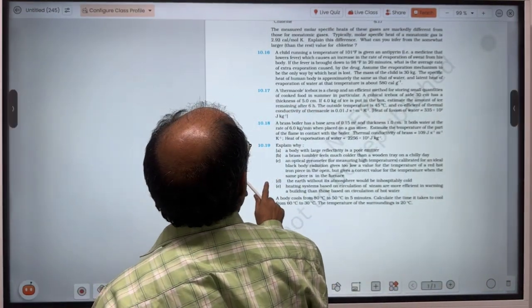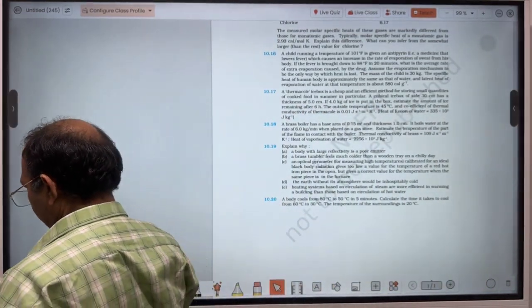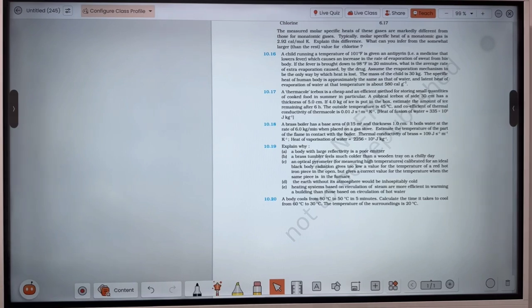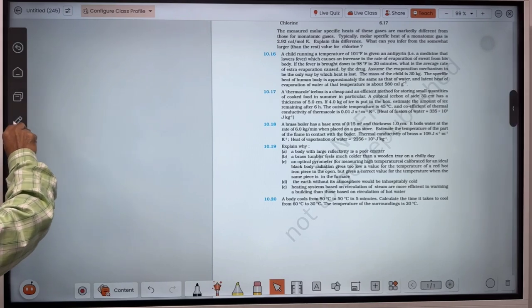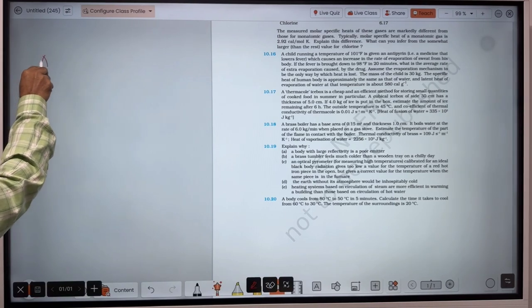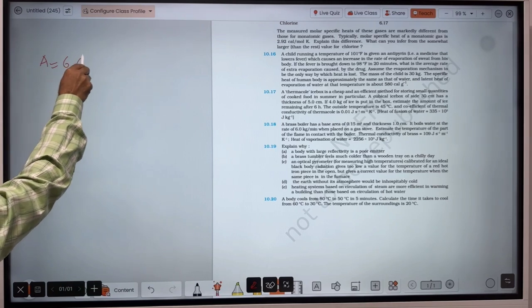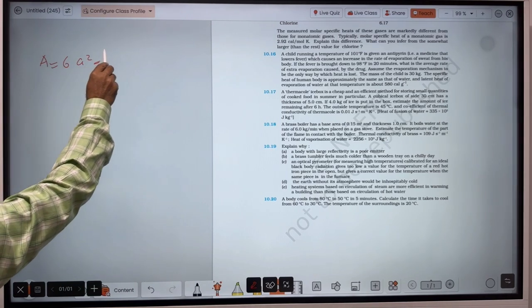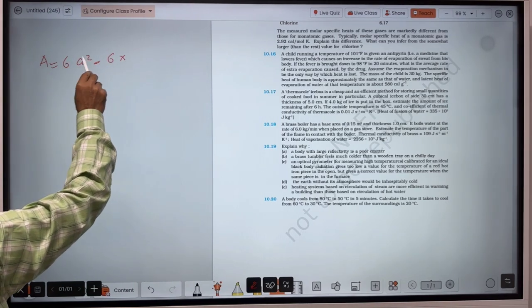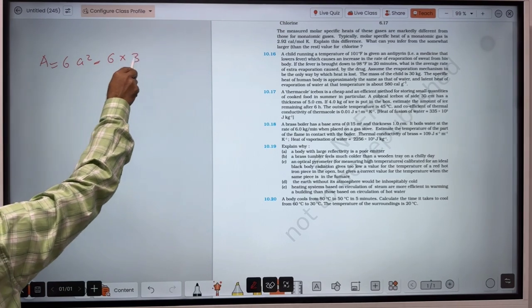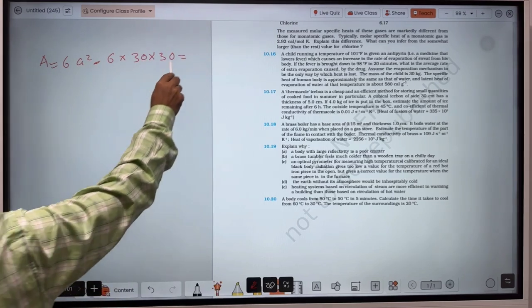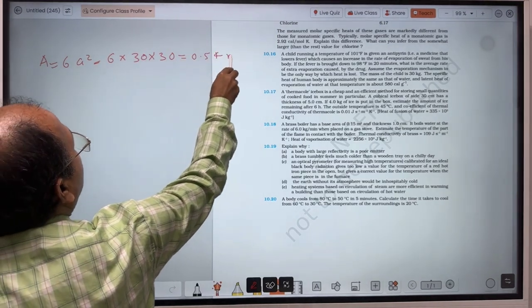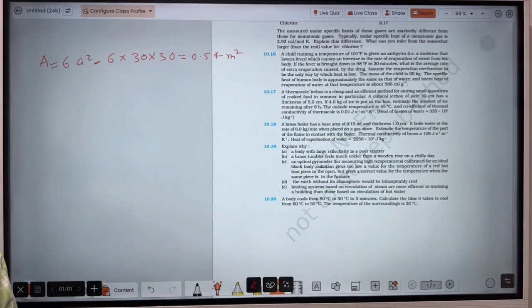So question is not tough, so we can do it easily. So let's see how to do. So we find surface area first. So what is surface area? So surface area, there are 6 faces. So 6 times a square, and we can put the value 6 times 30 into 30, this will be in cm square, which can be written in terms of meter square, 0.54 meter square. Up to here there is no problem.